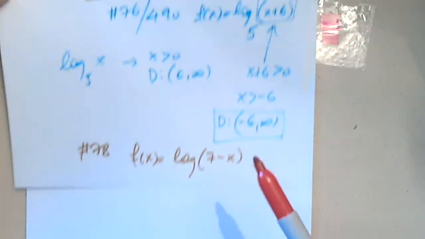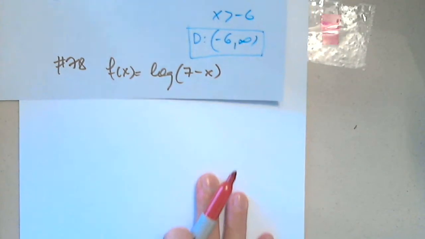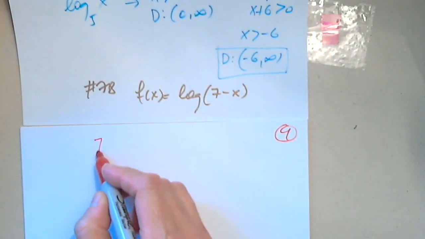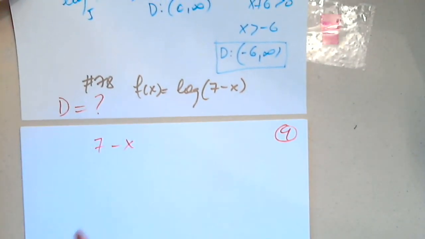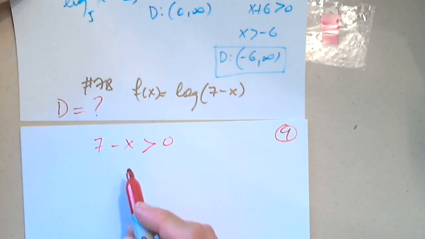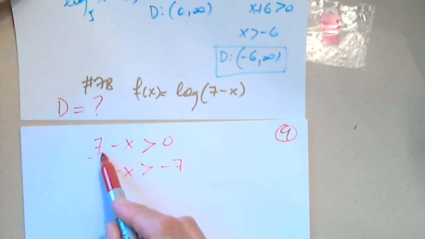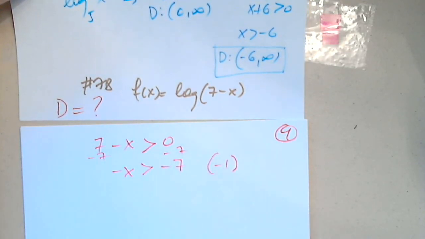When I see log, I know it's base 10. And the same concept, everything the same. I have to write that 7 minus x must be positive, since I'm asked to find the domain. That's the same question. 7 minus x must be positive, or negative x must be greater than negative 7. And I multiply or divide both sides by negative 1.